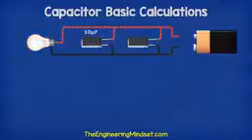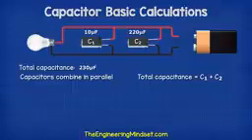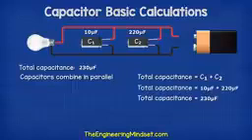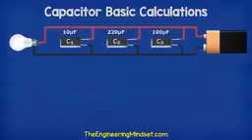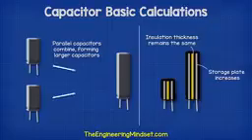Let's say capacitor 1 is 10 microfarads and capacitor 2 is 220 microfarads. How do we calculate the total capacitance? Well, that's very simple. The answer is 230 microfarads. The capacitors combine in parallel, so 10 plus 220 equals 230 microfarads. We can keep adding more, such as a 100 microfarad capacitor, and the total is just the sum of all of the capacitors.